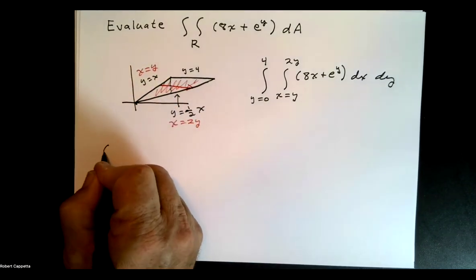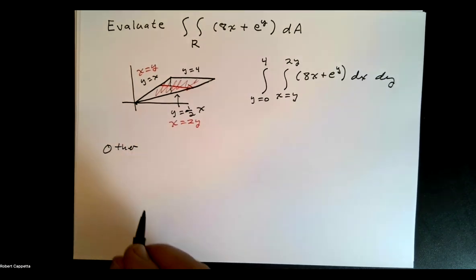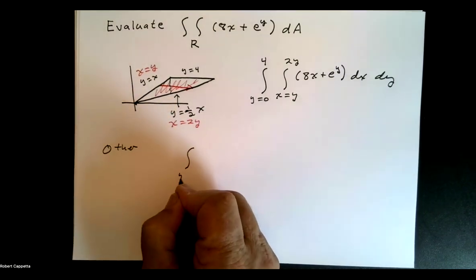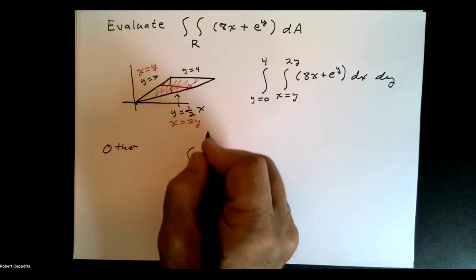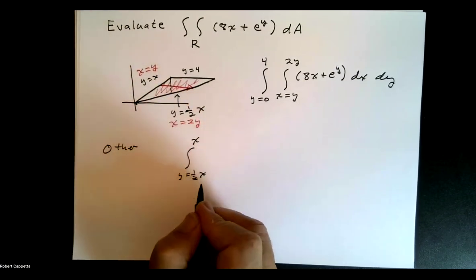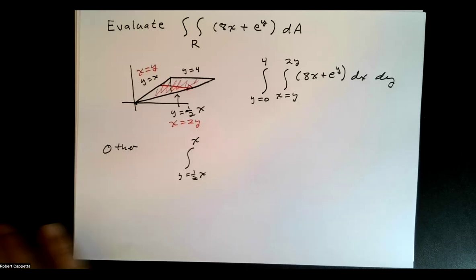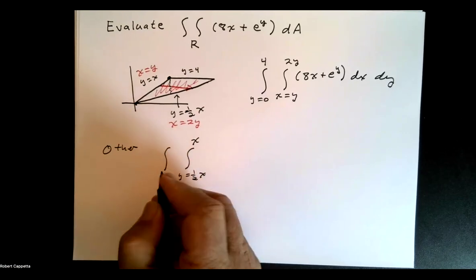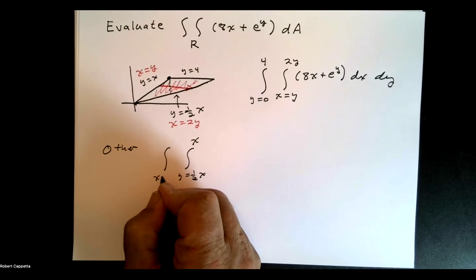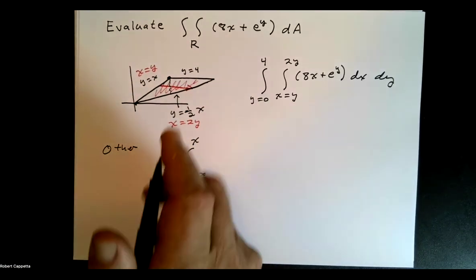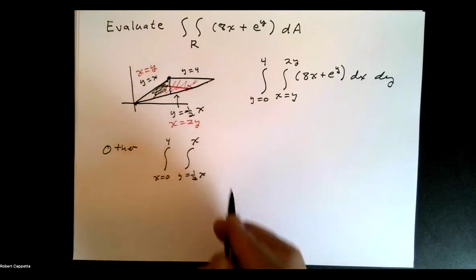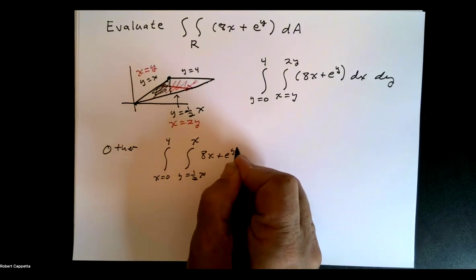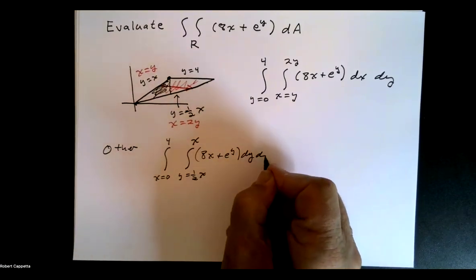So the other option, the less pleasant one: if I start at the southern border, y would go from a half x up to y equals x. And then what does x range from? This point here is x equals 4, y equals 4. So x would range from 0 to 4. But that's just part of it because we've only done this portion. And that then would have gone 8x plus e to the y, dy dx, plus.